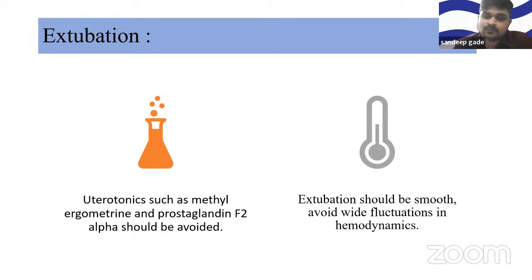And once the closure is done, the patients must be extubated. Extubation should be smooth. Avoid any hemodynamic fluctuations. The patient must be completely awake and following commands, and only then extubated.